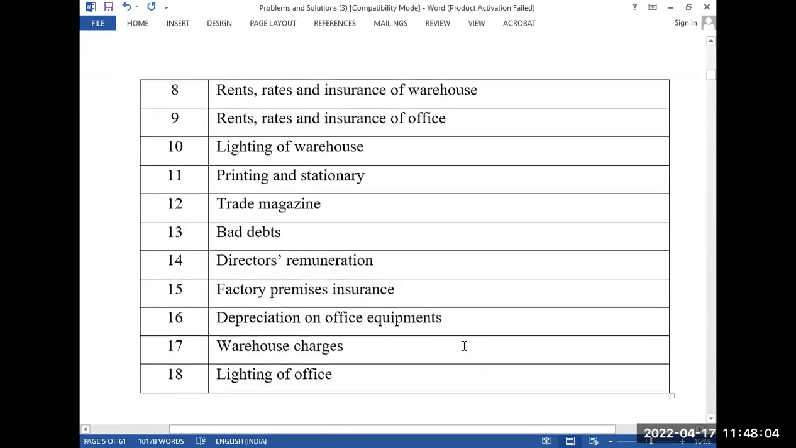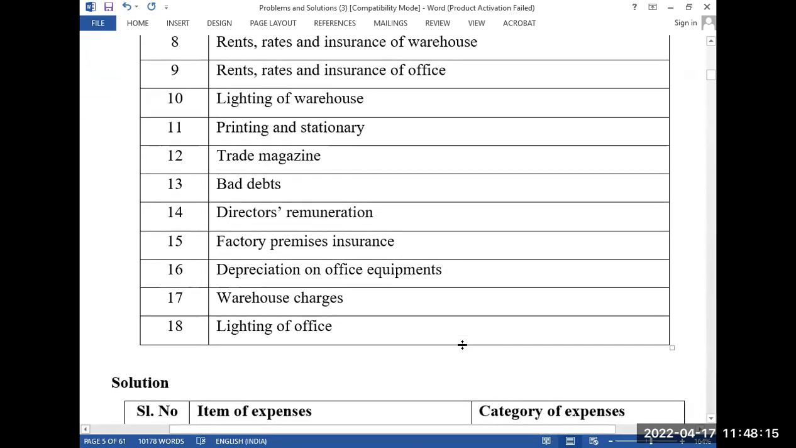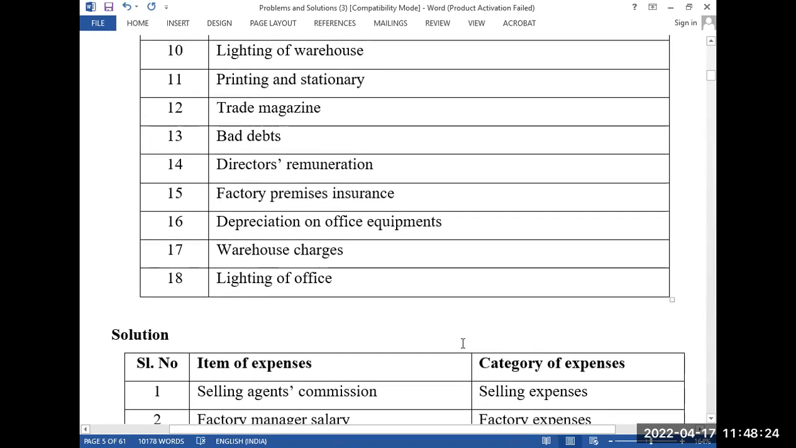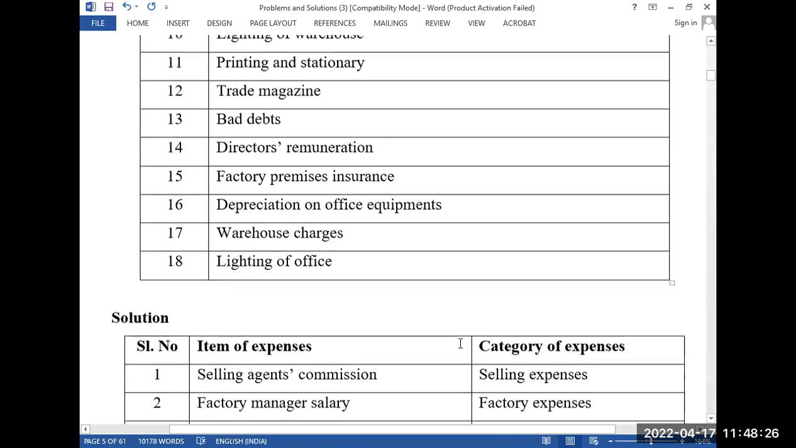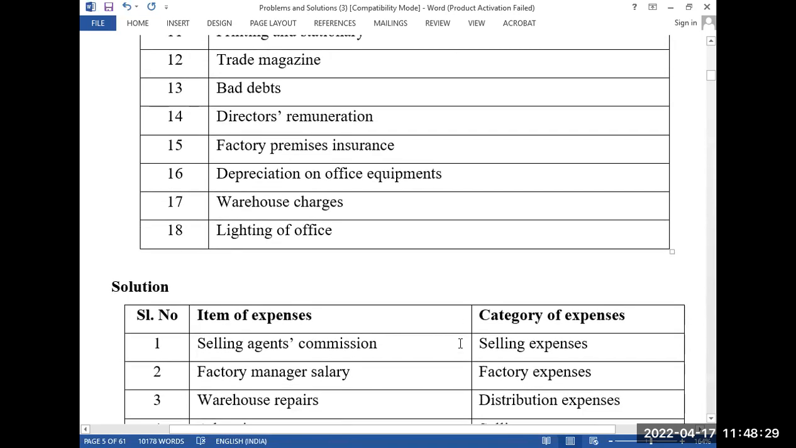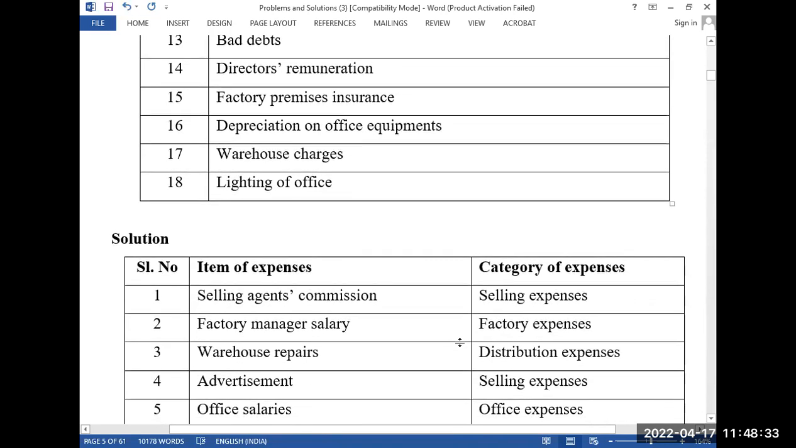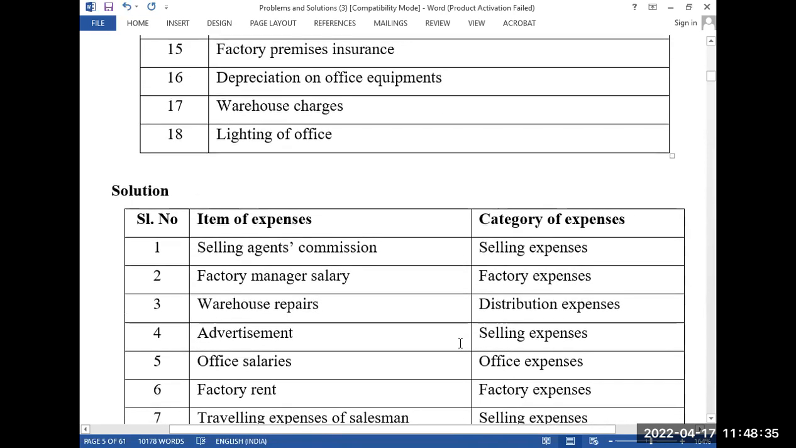Yeah, it's still going on. One more minute you can take. Rent, rates and insurance of warehouse, selling and distribution. Rent, rates and insurance of office, office overhead. Renting of warehouse, selling and distribution. 11th one, printing and stationery, office. Trade magazine. Bad debts. Director remuneration, office overhead. Factory premises insurance, factory overhead. Depreciation on office equipments.